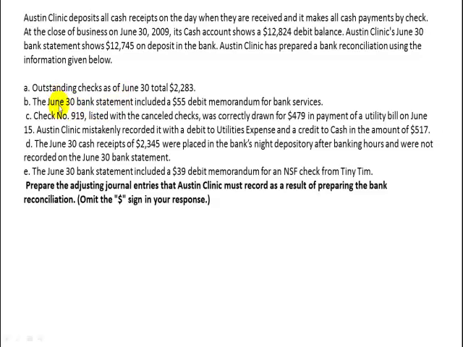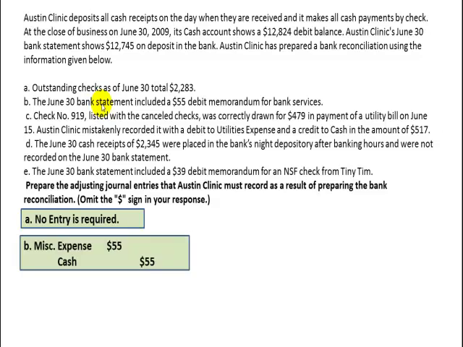B, the June 30th bank statement included a $55 debit memo for service charges. The bank statement knows about it, therefore the bank knows about it. We don't know about it until we open our bank statement, so therefore this is something that has to be adjusted. So on our books, we're going to make a journal entry. Like I said, there's no entry required.